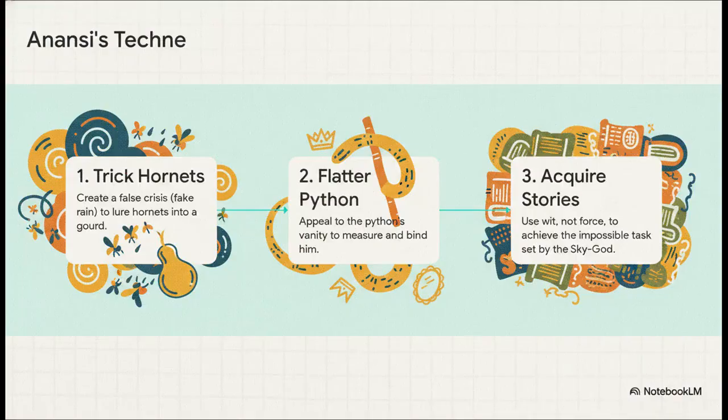Anansi's Techne isn't about brute force, it's psychological operations. So to capture all the world's stories from the powerful sky god, he had to bring back 4 impossible creatures. He didn't fight them. He tricked a swarm of hornets into a gourd by faking a rainstorm. He played on a python's ego to get him to lie down straight against a stick so he could be tied up. He uses his wit to completely reframe reality and find the loopholes in otherwise oppressive systems.